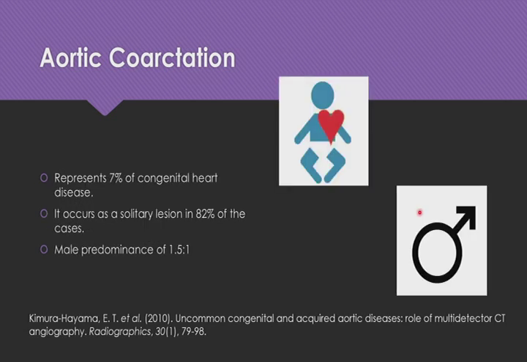Okay, aortic coarctation represents about 7% of all congenital heart diseases. It occurs as a solitary lesion in about 82% of the cases, but it also has multiple associations, like Turner syndrome, bicuspid aortic valve, intracranial aneurysm or atrial septal defects. It also has a male predominance with a male to female ratio of 1.5 to 1.